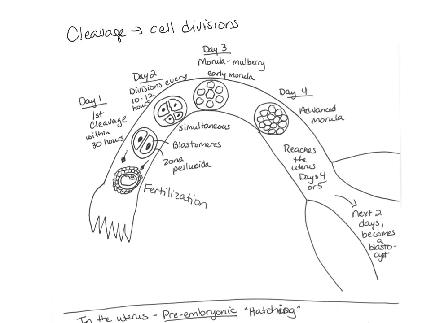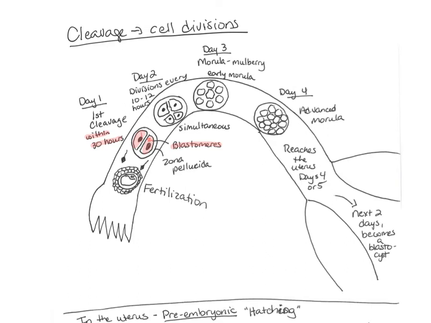Cleavage is a sequence of cell division that begins immediately after fertilization. It produces an increasing number of smaller and smaller daughter cells, and then it ends at implantation in the uterus. During cleavage, the secondary oocyte completes meiosis II and the cells begin to divide. The first cleavage is completed about 30 hours after fertilization. The first cleavage produces a preembryo with identical cells called blastomeres. So now there's two cells that are identical.